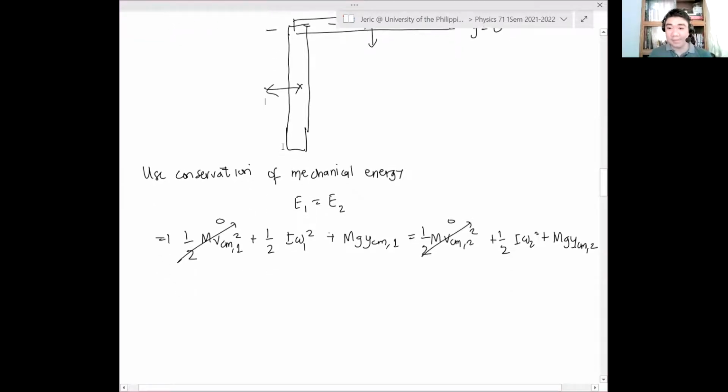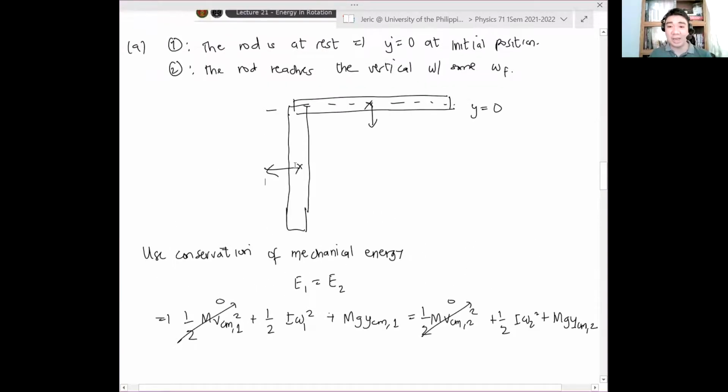So, okay. Now, what is the initial rotational kinetic energy of the rod? Ano yun? Gumagalaw ba yung rod initially? Hindi, di ba? Therefore, this is 0. And also, we set y equals 0 at the top. Therefore, this is also 0.